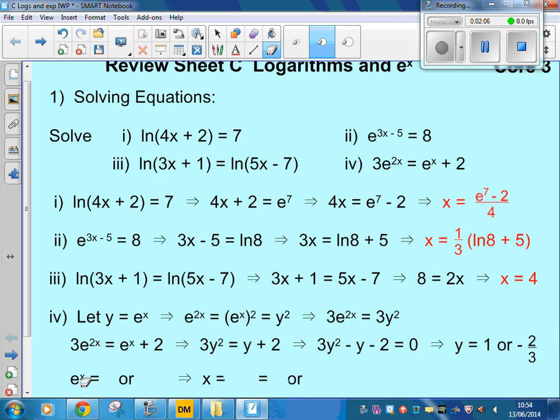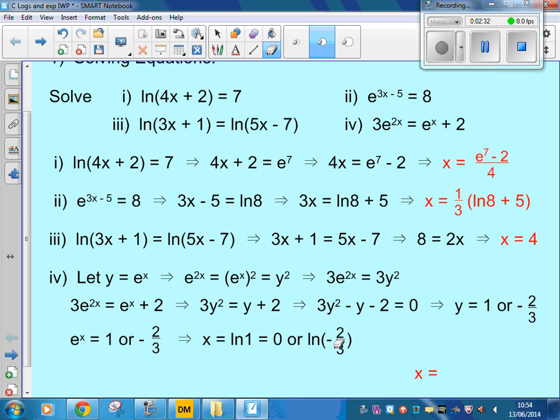Now we slot them back in. e to the x is 1 or minus 2/3. You may realise at this stage that e to the x can't be minus 2/3 because e to the x is never negative. But if you don't spot it, just go through as normal and take logs. x is ln 1, which is 0, or you get x is ln of minus 2/3, and as I said a bit earlier, you can't have logs of negative numbers, so that one you need to get rid of. Logs of negative numbers are not defined, so the only answer you're allowed is x equals 0.